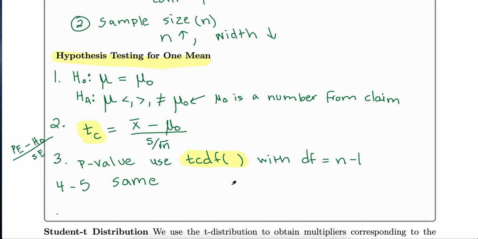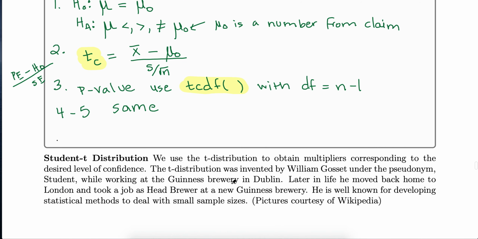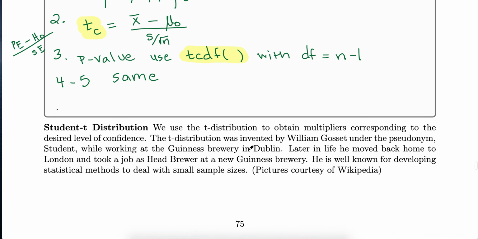So we're going to pause for a few moments and figure out what this t-distribution is, why we're making this switch. So you see down at the bottom here, the student t-distribution has some interesting history. It was developed by William Gossett, and he developed this while he was working at the Guinness Brewery in Dublin.